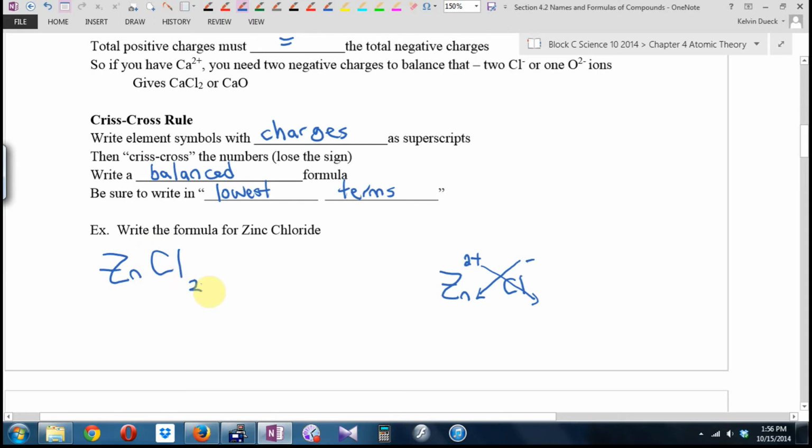What we're really saying is, it turns out, since you have 2 positives, you better have 2 negatives, so you need 1 more chlorine so that they balance out. But the shortcut is drop the numbers down with the crisscross rule, and that'll bail you out of most of the stuff this year. Mostly.